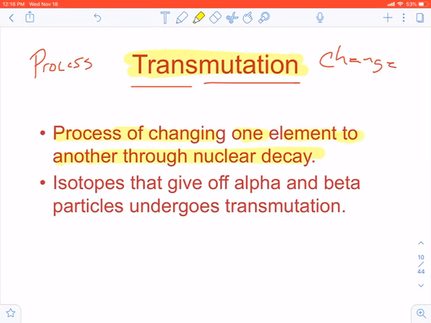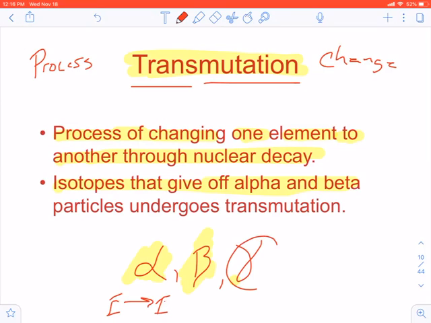Think about that. Of the three that we just did, alpha, beta, and gamma, which ones actually change the element we started with into another element? Well, isotopes were given off in alpha and beta. Alpha, 4,2 He, was given off and you changed the other element. Beta, 0, -1, changed the element. But gamma, nothing changes, right? So transmutation only happens when it goes through an alpha or a beta.